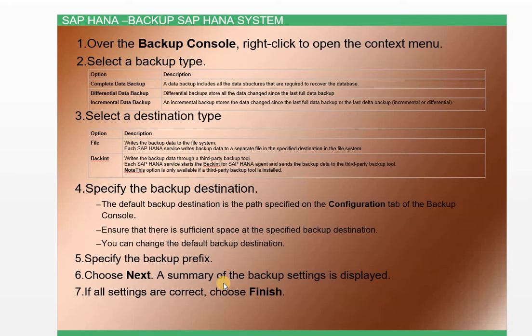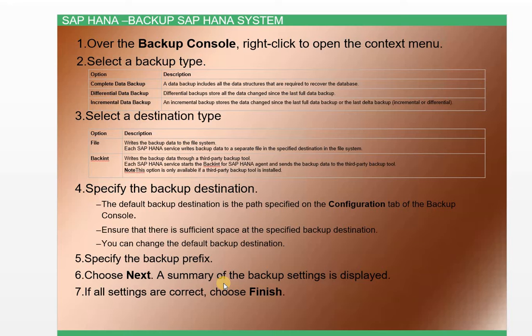Backup SAP HANA system. To back up an SAP HANA system, go to the backup console, right click to open the context menu, and select the backup type. There are three backup options available: complete data backup, differential data backup, and incremental data backup.